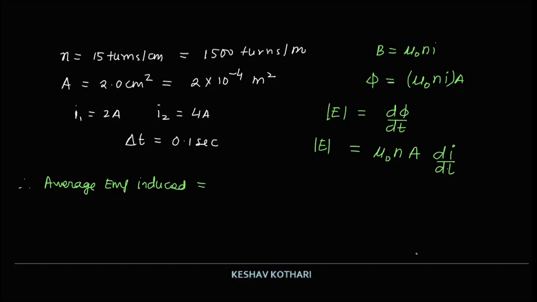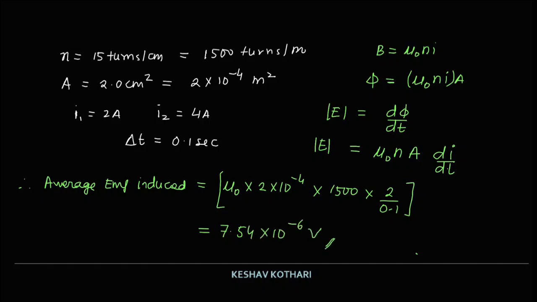can be written as mu naught into area, that is 2 into 10 to the power minus 4 meter square, into small n, which we are taking as 1500 turns per meter. Now the value of change in current, delta I by delta t, is 2 ampere in a time duration of 0.1 second. So this is the value which we are talking about, and if we put mu naught as 4 pi into 10 to the power minus 7, we attain a value equal to 7.54 into 10 to the power minus 6 volt. So 7.54 into 10 to the power of minus 6 volt is the value of average EMF induced associated with this particular loop which the problem is talking about.